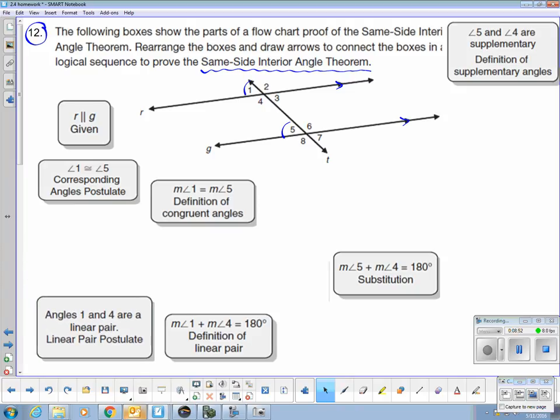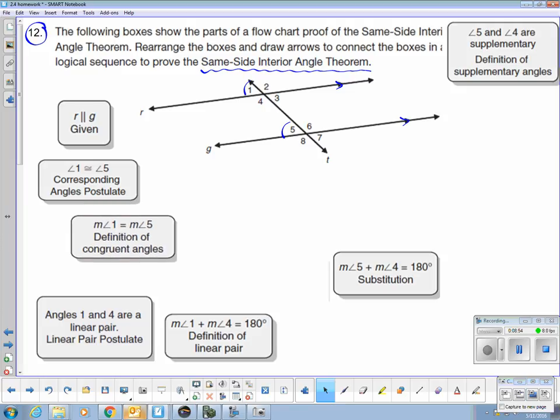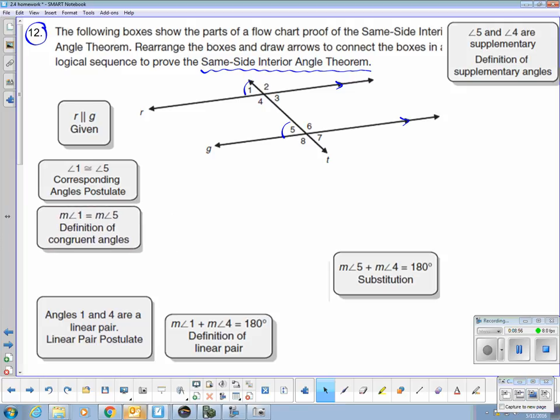By definition of congruent angles, if angle 1 is congruent to angle 5, then the measure of angle 1 is equal to the measure of angle 5. Now we need to be able to use these angles to substitute into an equation. So what I need to do is write this statement right here in terms of equality.